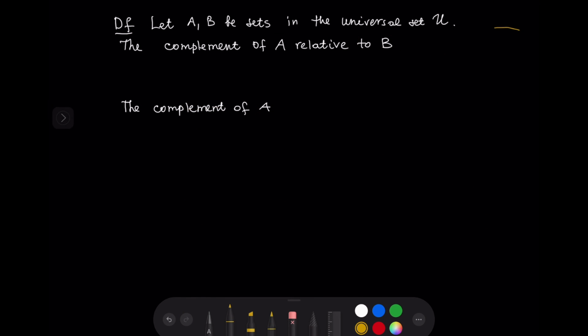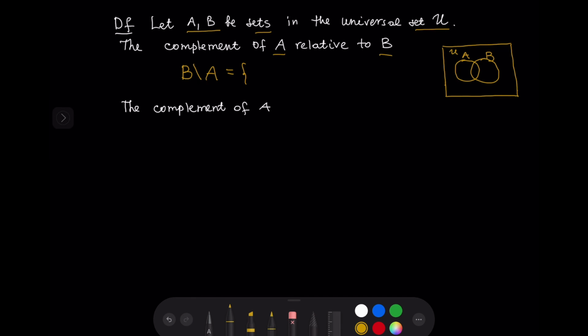So we are going to finish this video by the definition of complement of a set. So let A and B be sets in the universal set U. So we can illustrate this by the following diagram. So we have two sets A and B in the universal set U. So the complement of A relative to B is the following set. We usually say B minus A is equal to all X, such that X is in B, but X is not in A. So on the Venn diagram, it would be this shaded set.